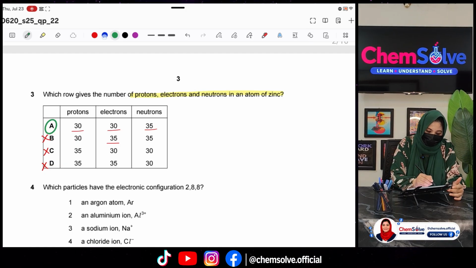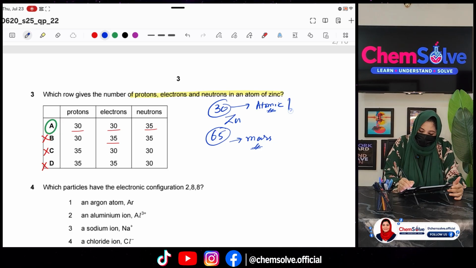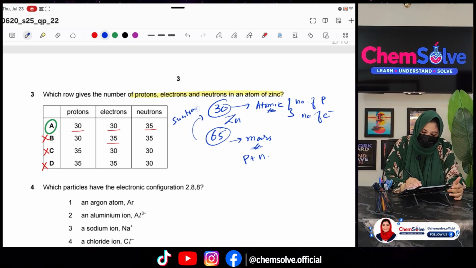I hope it makes sense to you. Zinc is 30 and 65. This is the atomic number, and this is the mass number. Atomic number is the number of protons and the number of electrons if there is no charge, while mass number is protons plus neutrons. So if we need neutrons, we have to subtract both of them.